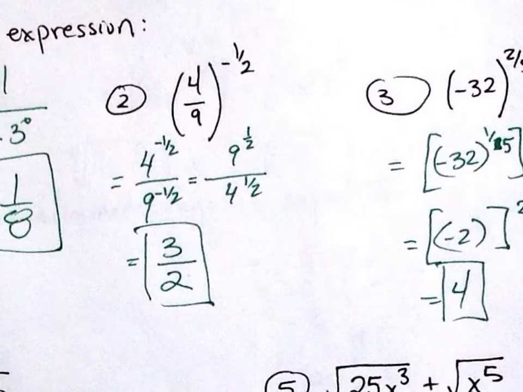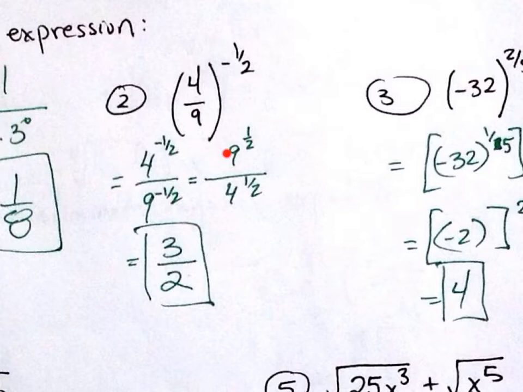Number 2, both of these numbers are bases and receive the exponent of negative 1/2. So we have 4 to the negative 1/2 over 9 to the negative 1/2. Both of those get flipped, meaning 4 to the 1/2 comes down to the bottom, 9 to the 1/2 goes up to the top, or numerator.